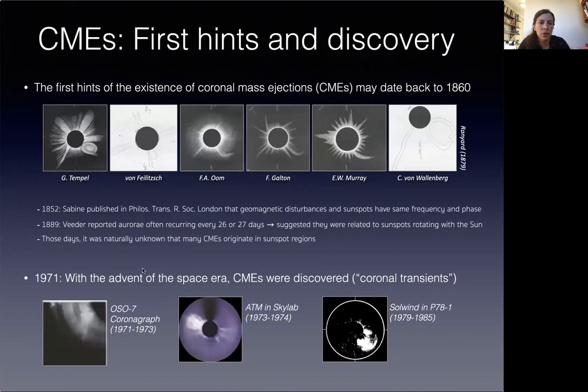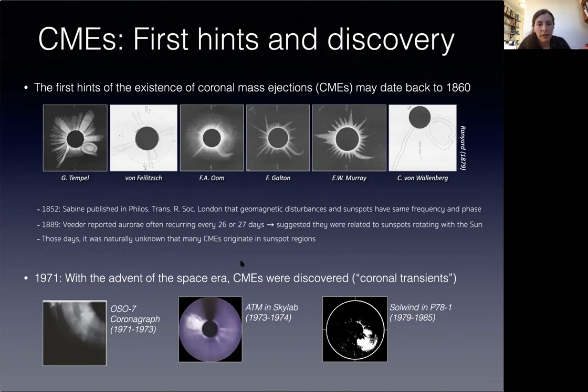Okay, so although CMEs were formally discovered as coronal transients with the advent of the space age in the early 70s, that was when the first coronagraphs were put in space. Here are some nice images by some of these coronagraphs.